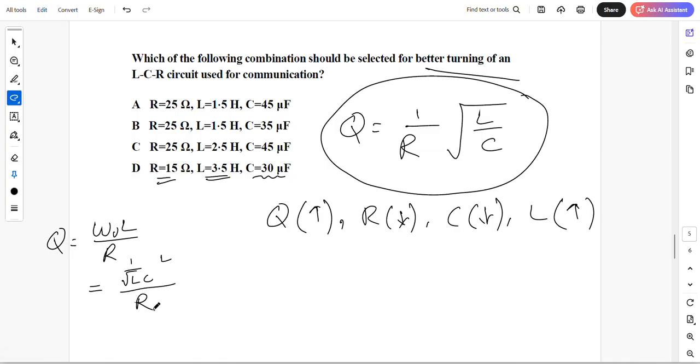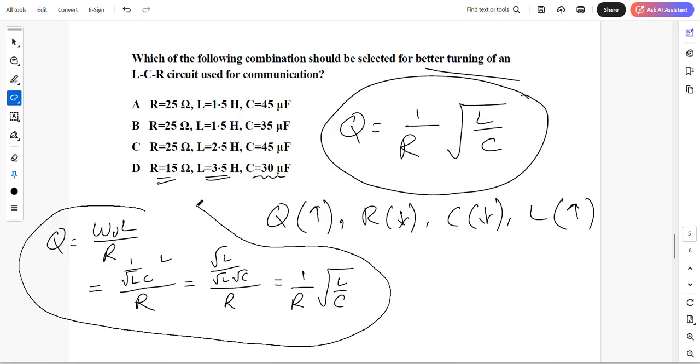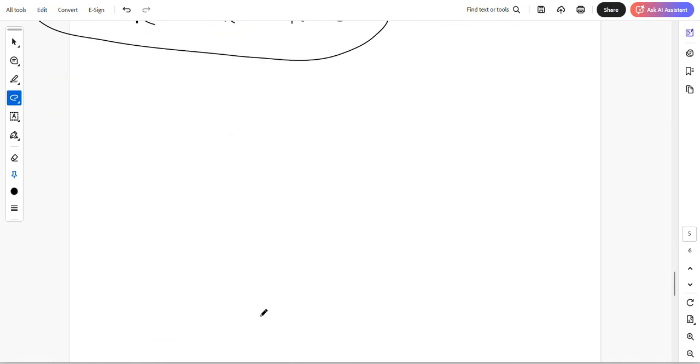Now if you simplify, you are going to get 1 by R. I can write L as root of L into root of L, divided by root of L root of C by R. If you simplify this, it will be 1 by R root of L by C. From here, you can remember this formula. Q is equal to omega naught L by R. We know that omega naught is equal to 1 by root of LC. From here, we can write 1 by R root of L by C. Hope you understood this. Let us go to the next problem.